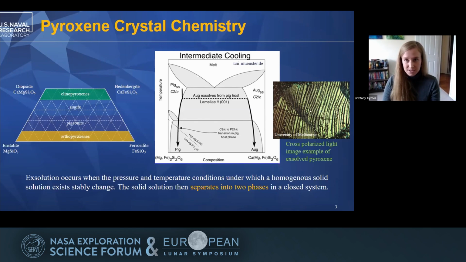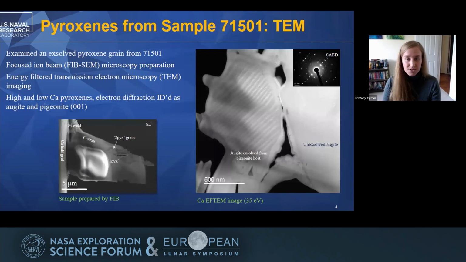So there's our two phases. And as you can see in the center of this diagram, the augite lamellae form parallel to the 001 plane. So these chemically distinct domains are not random. They share symmetry components. So now we've got our second component of controlling our crystal structure. So we looked at one of these very interesting grains.